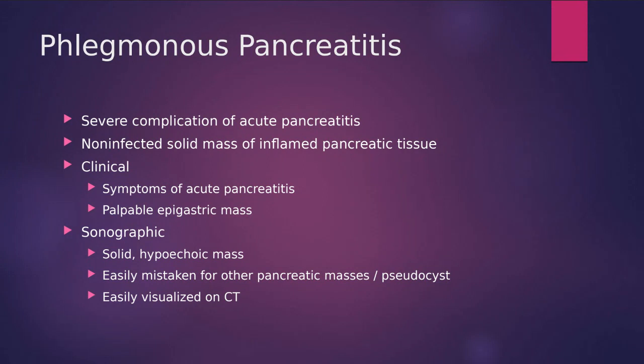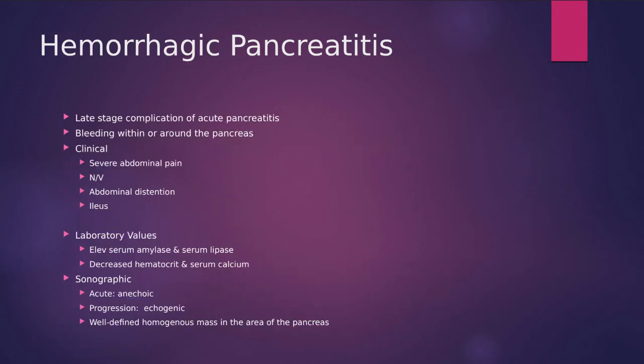Clinically, we're still going to have symptoms of acute pancreatitis, and we can also have a palpable epigastric mass depending on where this phlegmon is located. On ultrasound, it's going to appear solid, hypoechoic, because it's still pancreatic tissue. We can see this very easily on CT, but on ultrasound, we can very easily miss it or mistake it for something else going on.